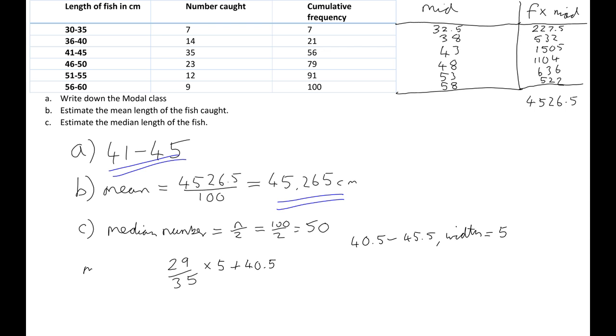Now, when you put that in, you will get 44.64286. That's not realistic for the number of significant figures we've got. So, the median, I would say, is 44.6 centimetres. And that is our question done.